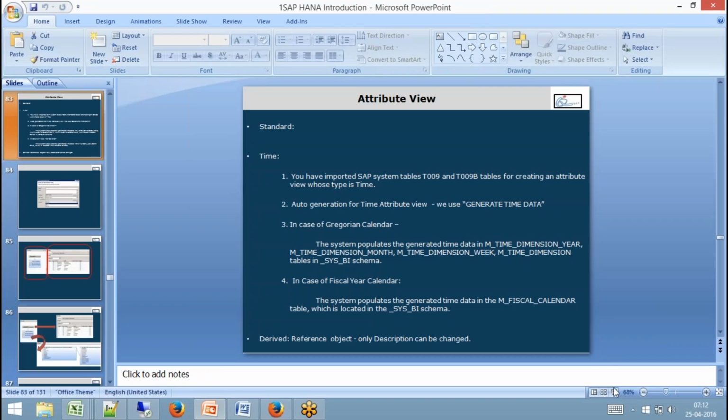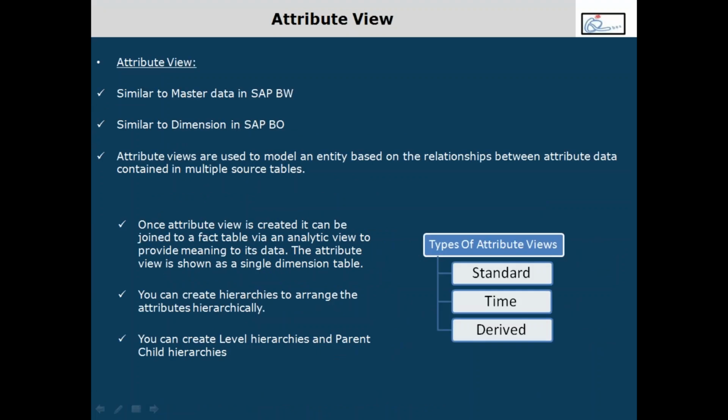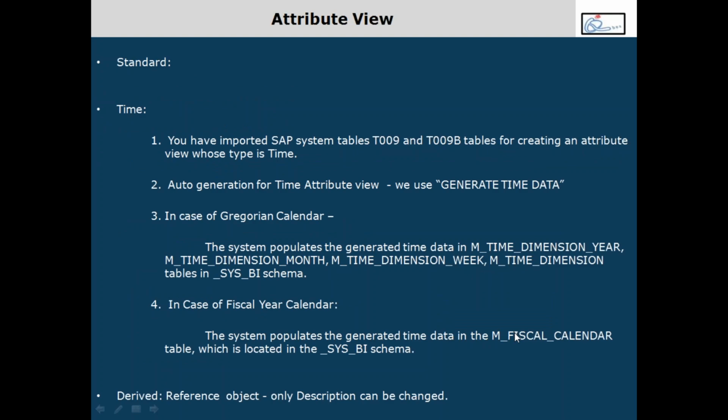In the last class, we've been seeing about the attribute view. We understood this is more like a mass data view, and it can be used in analytical view. And we can also create hierarchies in attribute views with level based or parent child. And we have different types of attribute views. One is standard, time, and derived. And the standard is like normal. You use the tables and derive the view.